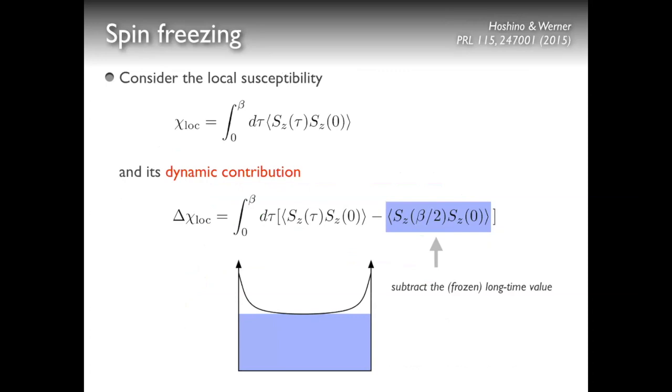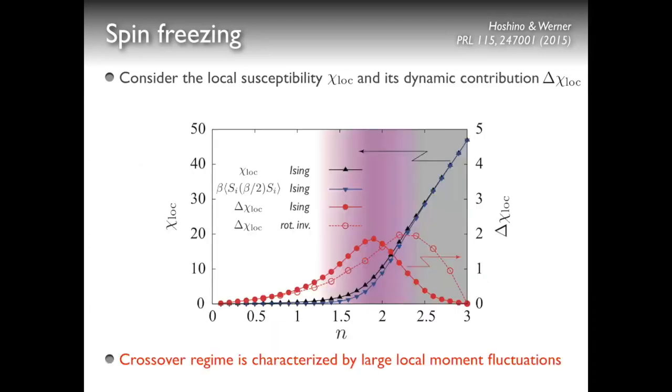Now, since the spin-spin correlation function is such a sensitive detector of the spin freezing crossover, it's useful to consider the local spin susceptibility, which is the integral over the spin-spin correlation function. And in the work with Shintaro Hoshino, we decided to subtract from this spin correlation function the constant part, which is associated with the frozen magnetic moments. That's the blue part in this sketch. And this difference then defines a dynamic contribution to the local spin susceptibility. And if we plot this dynamic contribution, that's the red line on this figure, we can see that it has a nice peak in the spin freezing crossover regime.